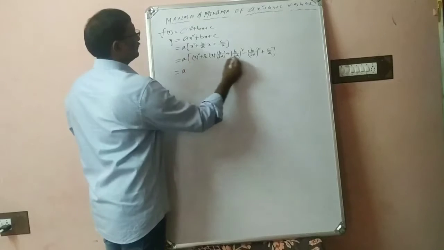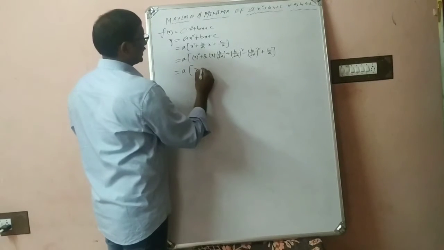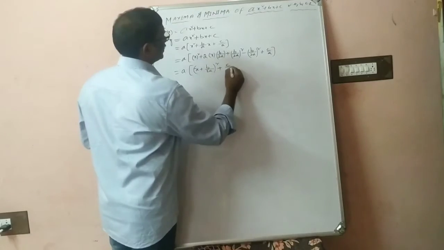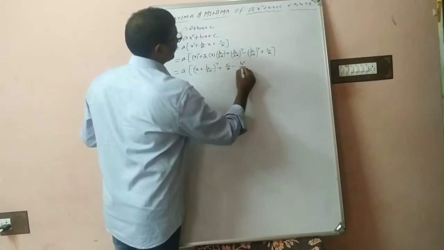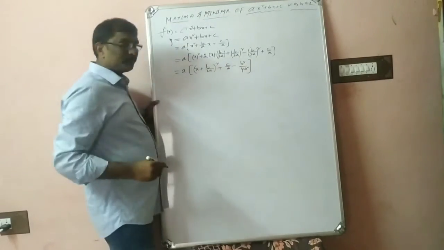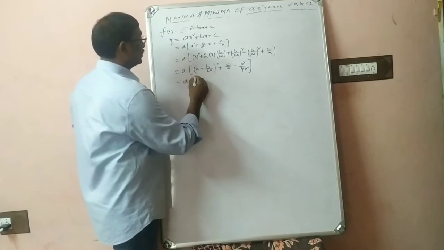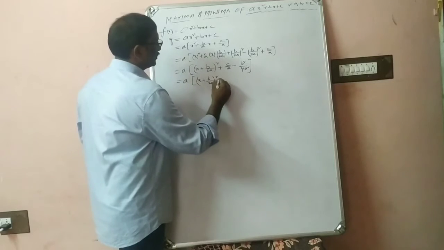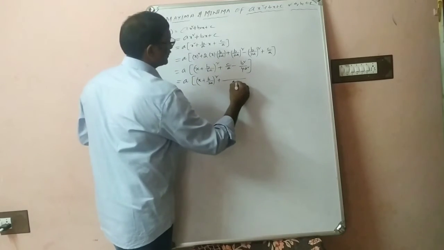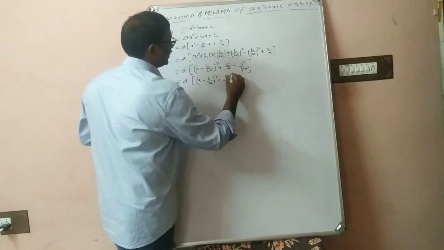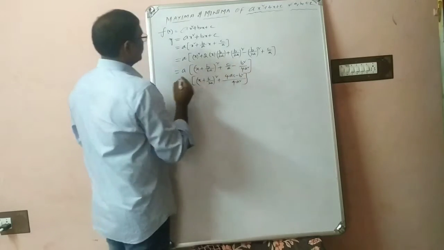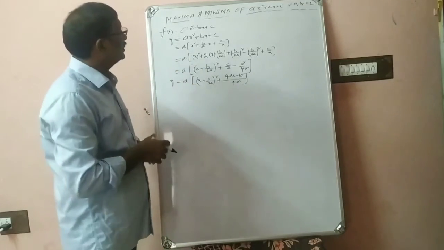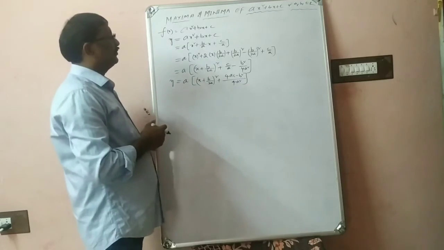So a into this full is (a plus b) whole square, so x plus b by 2a whole square. Write the plus constant first and the negative next, b square by 4a square. Now a into x plus b by 2a whole square plus, what is the LCM of both? 4a square into 4ac minus b square. So now the given quadratic expression is converted as a into x plus b by 2a whole square plus 4ac minus b square by 4a square.